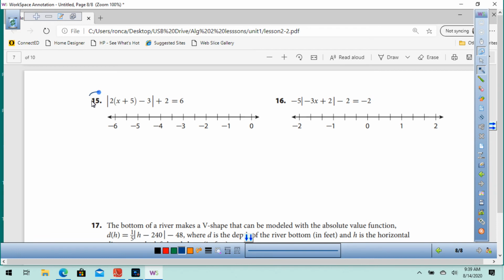I'm going to let you do 15 and 16, okay? You do those on your own. Should not be a problem. Let's take a look at number 17.